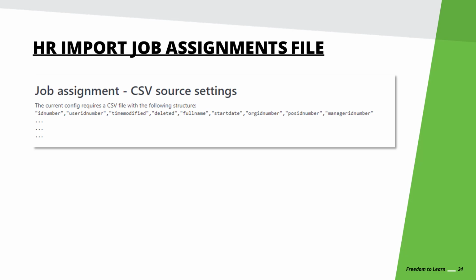So I can have job assignments 1, 2, and 3 for user 1, job assignments 1, 2, and 3 for user 2, etc. Then there's the user ID, when it was modified, and if it's deleted. These are things you'll see in the other files as well. But then we care about things like the name of the position, the start date, what organization position it's coming from, and if there's a manager associated.